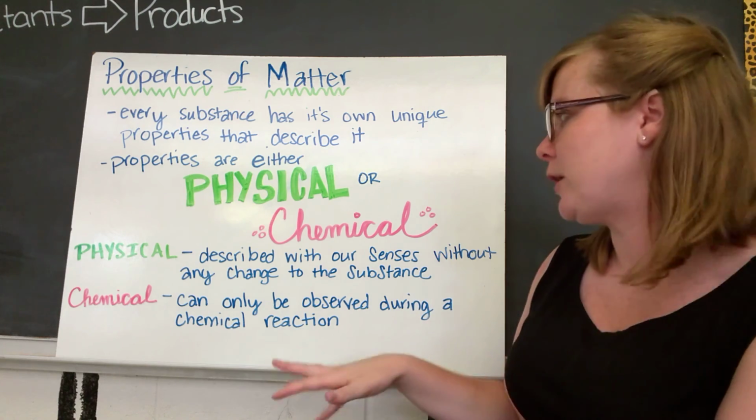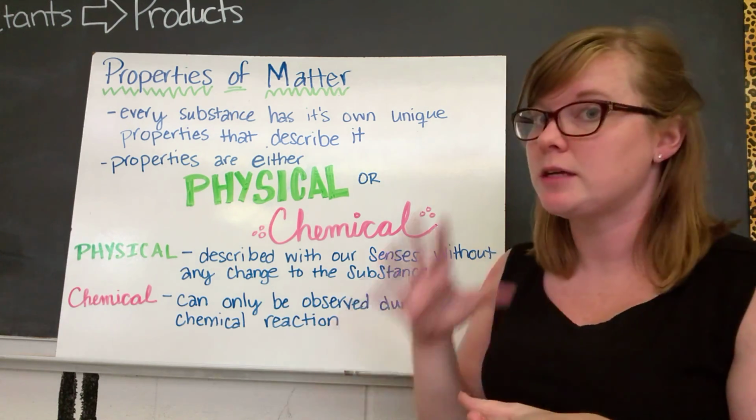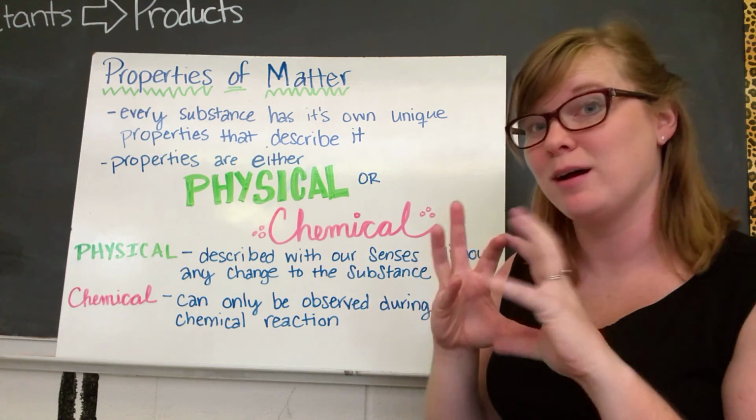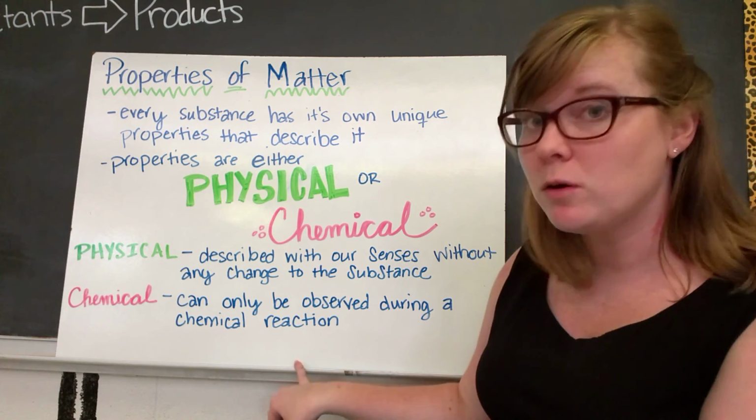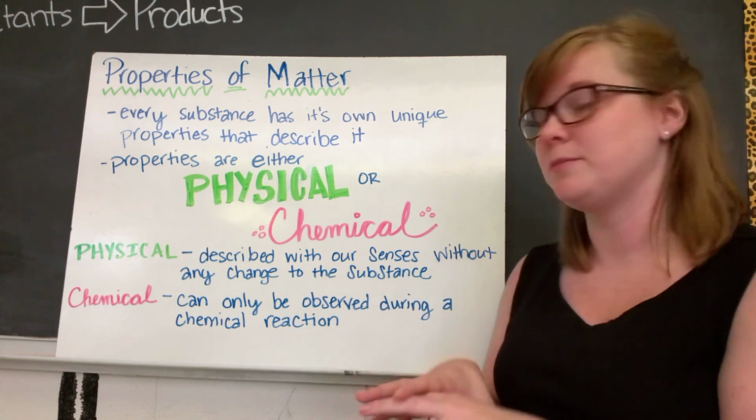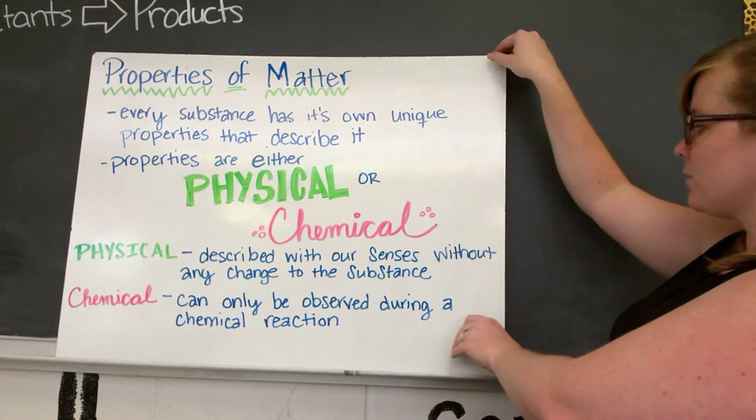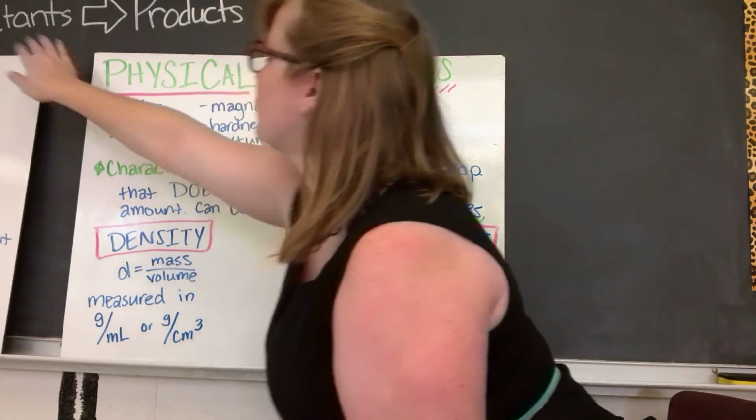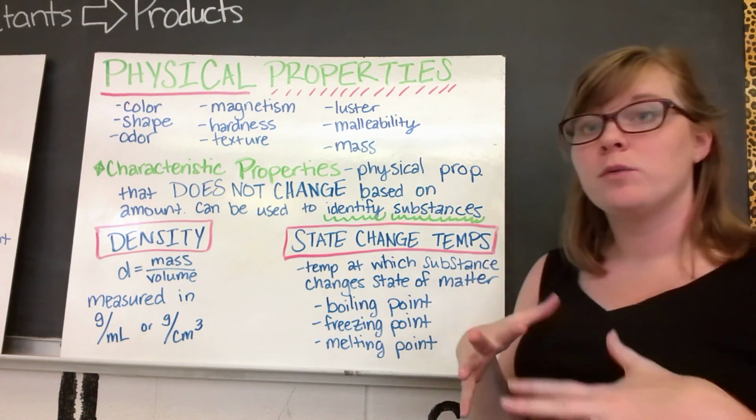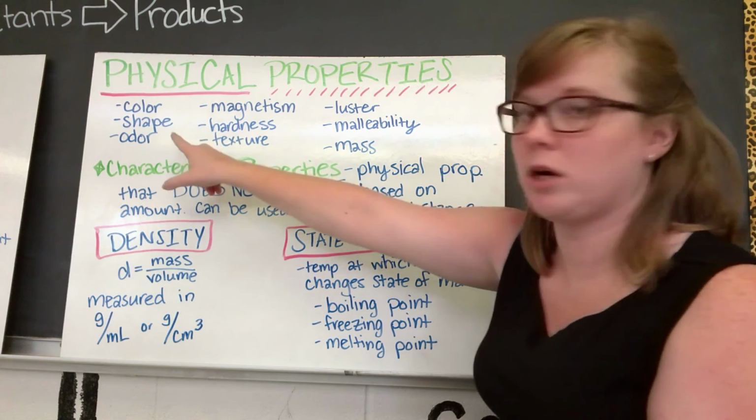Physical properties are ones we describe with our senses. So we don't change the substance at all in order to observe them. We're just going to observe with our senses and determine its physical properties. Chemical properties, however, can only be observed during a chemical reaction. So physical properties can be things like color, shape, odor.